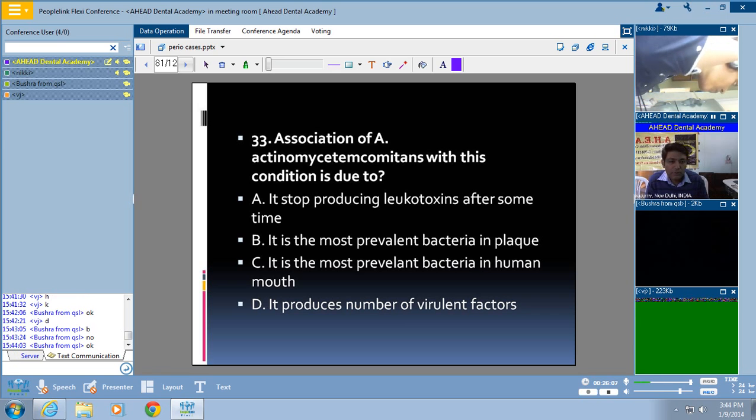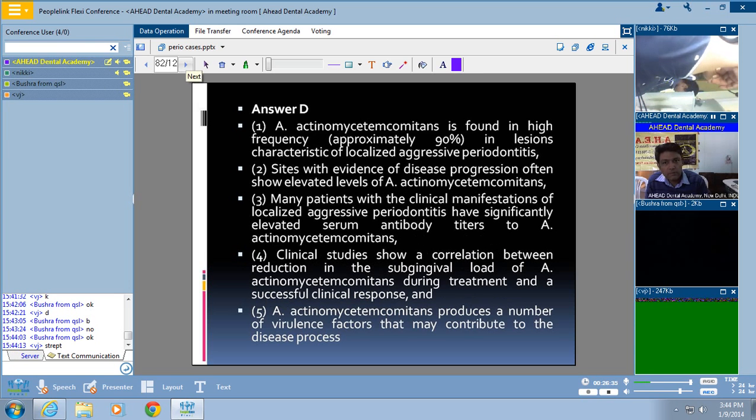Now, it is the most prevalent bacteria in the human mouth. If it's not the most prevalent in plaque, will it be the most prevalent bacteria in the mouth? I don't think so. So B and C are quite well eliminated. So we are left with A and D. A is it will stop producing the leukotoxins after some time, and D is it produces a number of virulent factors. The answer to this is D, that it produces virulent factors.